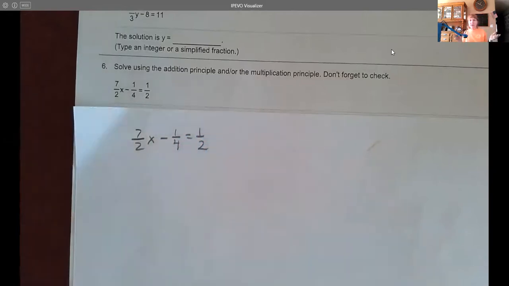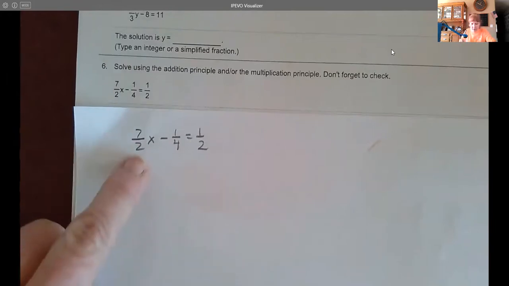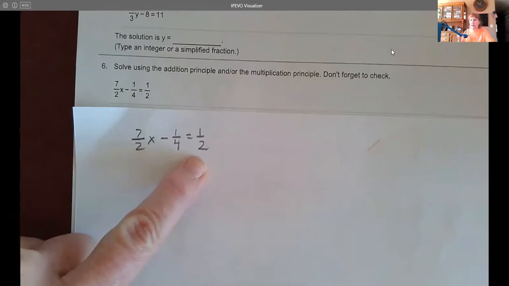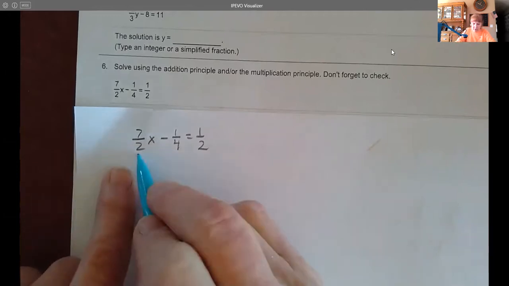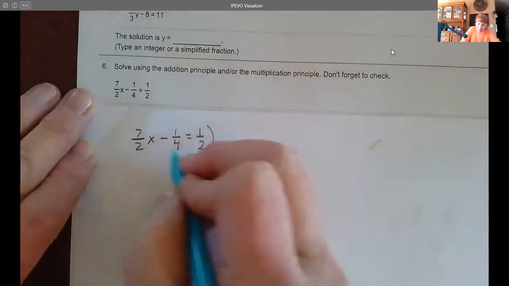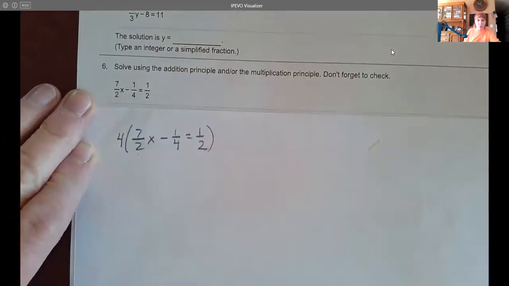I don't want to deal with fractions. I want to get rid of them. So what would 2, 4, and 2 all go into? What's the least common denominator here? Well, it would be 4. All right, 2 goes into 4, 4 goes into 4, 2 goes into 4. So I'm going to multiply every term by 4.